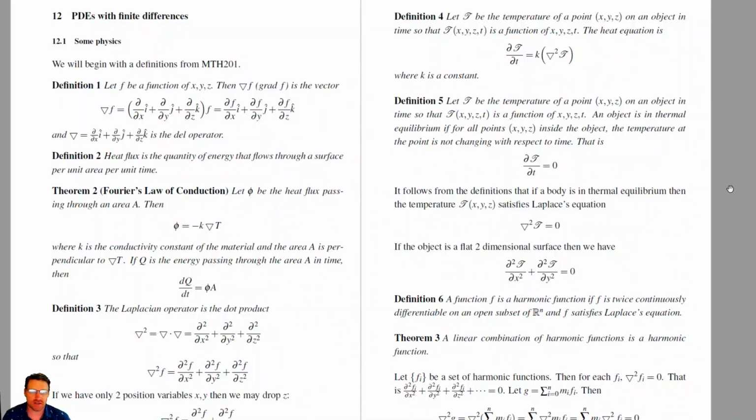Okay, in today's video we're going to look at partial differential equations, or PDEs, with finite differences. And the main reason that we'll use this technique is to be able to easily handle partial differential equations in which there is one time variable and two spatial variables or more. Okay, so we'll start this by looking at some physics.